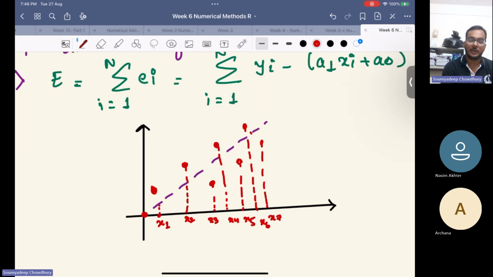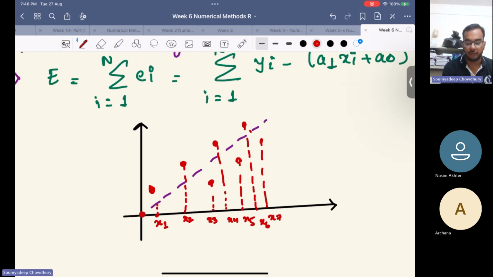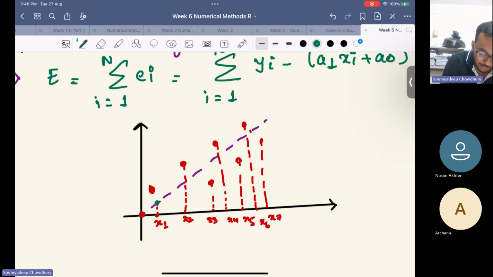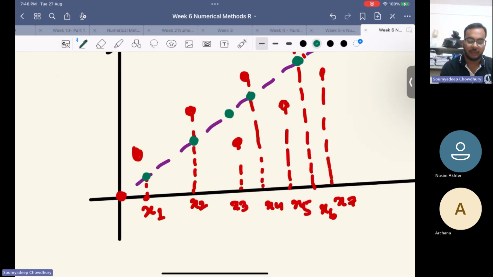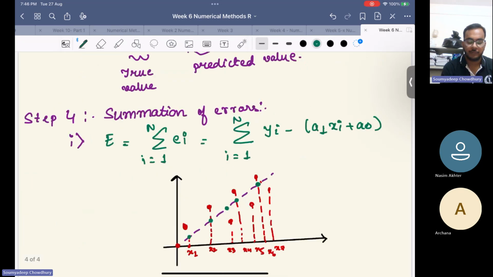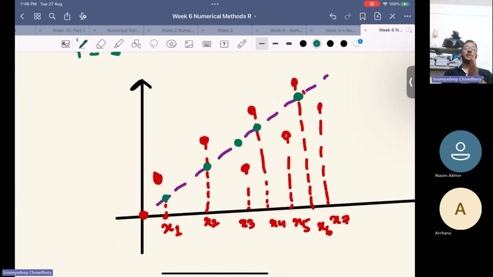So these red points here are my experimental values, or the true values, right? And the corresponding violet line, whatever I have drawn here, these are my predicted values, right? So at x1, you have one red point and one green point, right? Your green point is the predicted value and the red point is the true value. So now if I calculate the error like this, that is true value minus predicted value, can you tell me at x1 whether the error will be positive or negative?